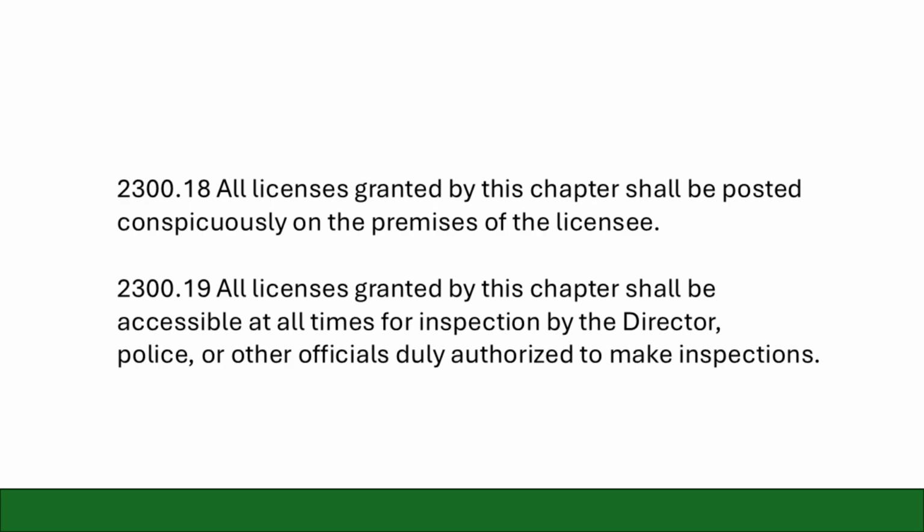2300.18. All licenses granted by this chapter shall be posted conspicuously on the premises of the licensee. 2300.19. All licenses granted by this chapter shall be accessible at all times for inspection by the director, police, or other officials duly authorized to make inspections.